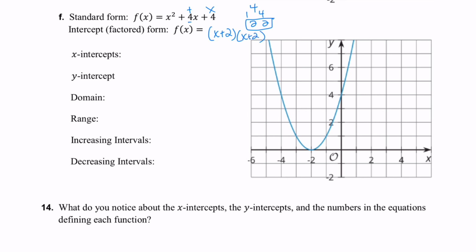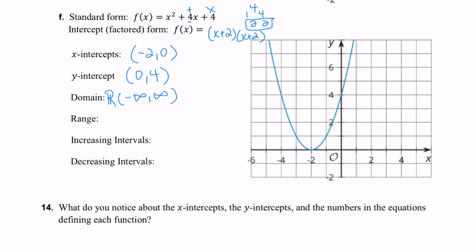Now if I set those equal to 0, x plus 2 equals 0, then we have only one intercept. Both of those equations are the same at -2. So I only have one x-intercept here. So I have -2, 0. My y-intercept, I look at my standard form, and it will be at 4. So 0, 4. My domain is going to be all real numbers. We can do a fancy R for all real numbers, or negative infinity to infinity.